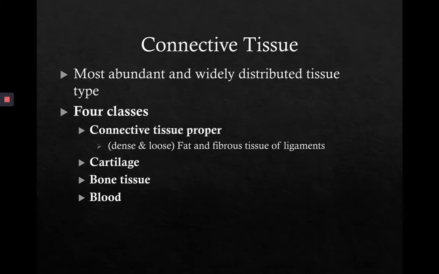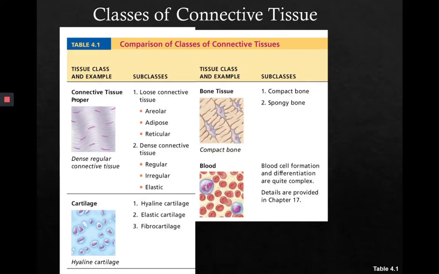So next we're going to look at connective tissue. Connective tissue is the most abundant and widely distributed tissue type. It has 4 classes: connective tissue proper, cartilage, bone, and blood. So let's look at a chart.